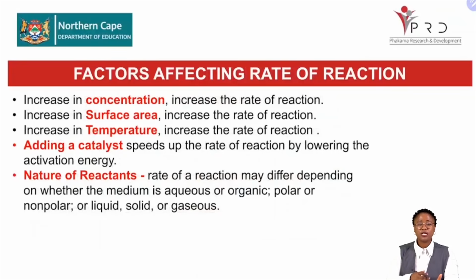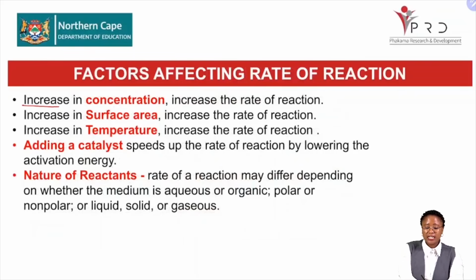All right. Now that we have looked at the collision theory, you need to take this collision theory with you, because when we look at the factors that are affecting the rate of the reaction, we need to be able to apply the collision theory to explain why this factor is affecting the rate of reaction. All right. Now they have the 5 factors that are affecting the rate of reaction.